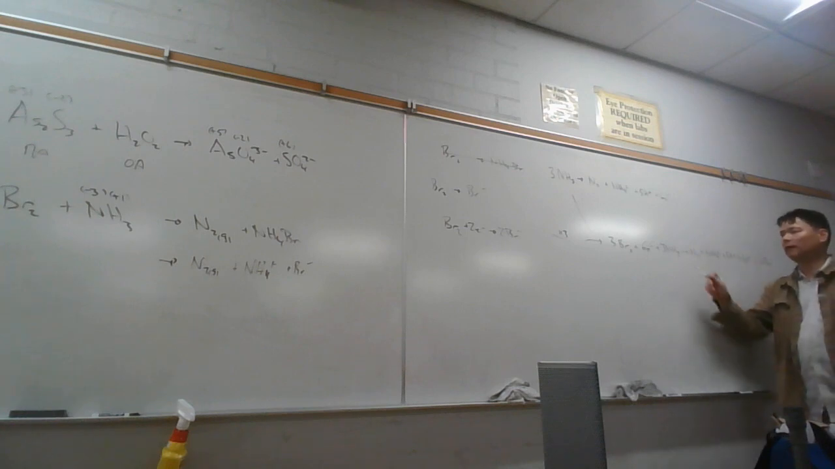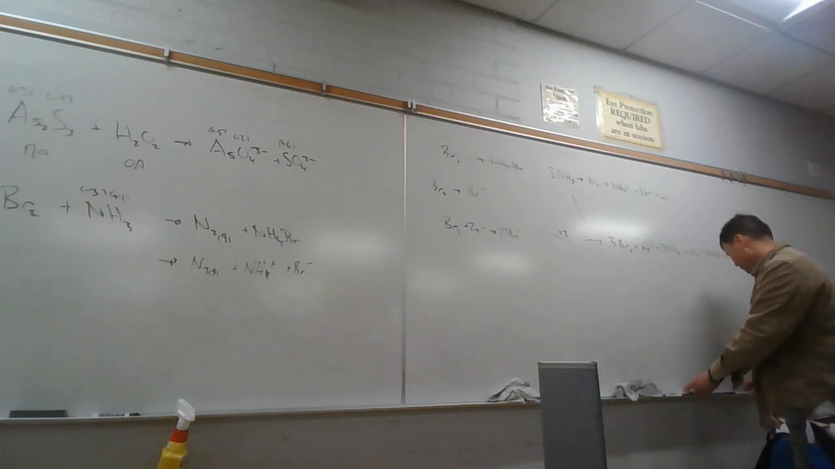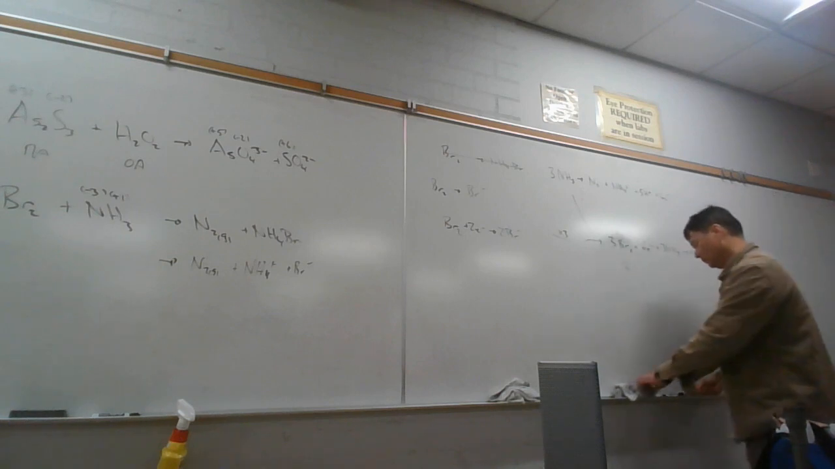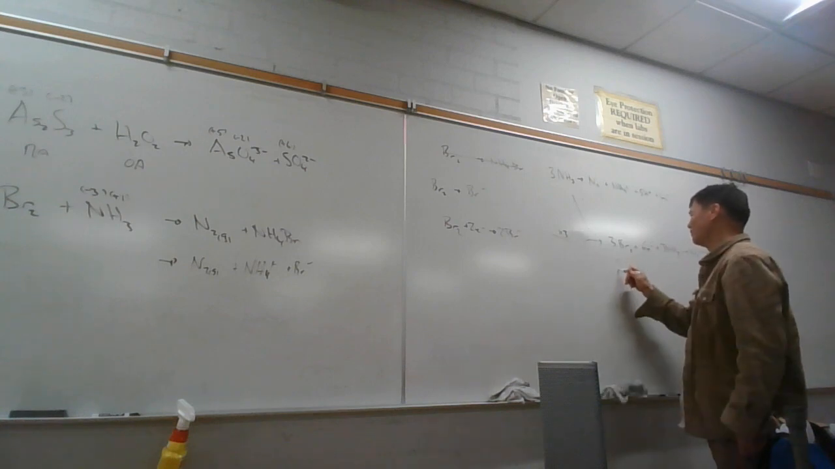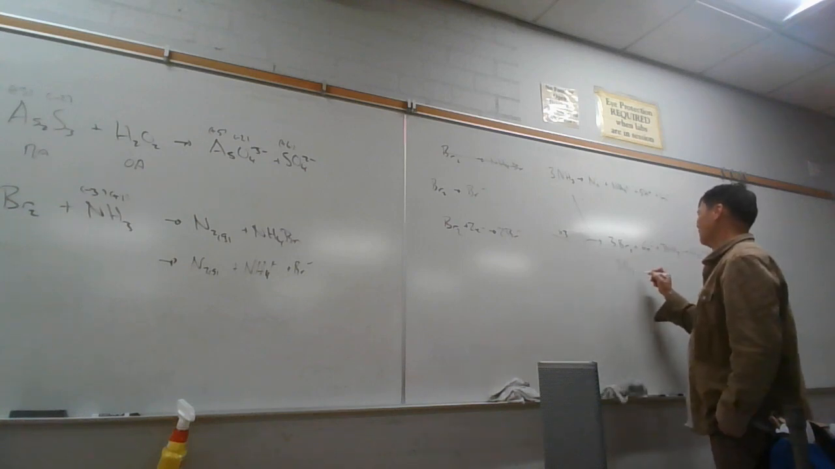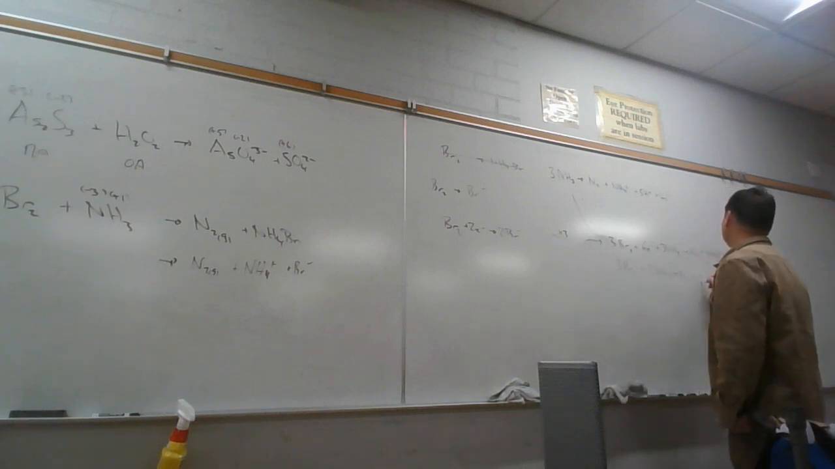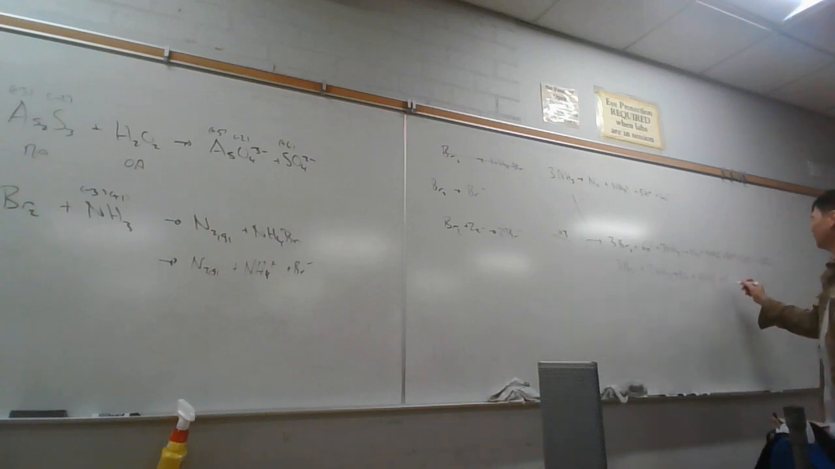Now, we end up with a net ionic equation that's going to look like this. Let's see if I can, the pen's not all dried out. And so the net ionic equation is going to be 3 bromines plus 3 ammonia yields nitrogen plus ammonium plus 5H plus 6 bromide.